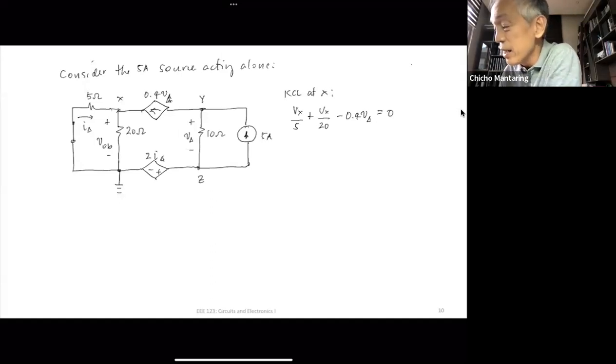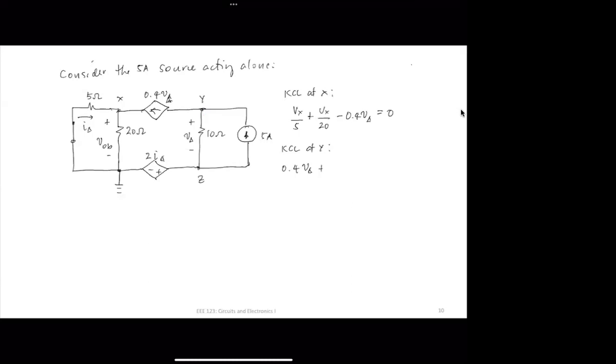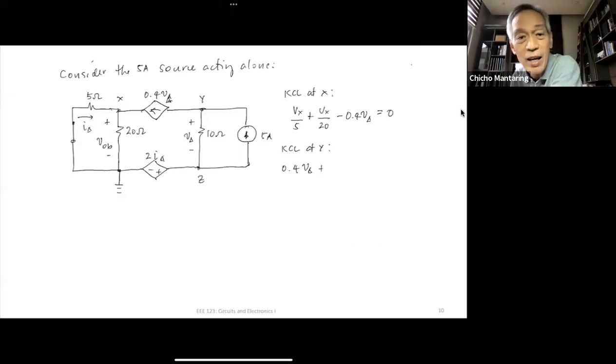Okay, then at Y, KCL at Y, I have, let me just consider this current, ano? Itong current na to, no? So what is this going to be? This is going to be 0.4 V delta, no? That current is right to left here at Y, plus, what is this current going down here? Well, let's just consider it V delta na lang, ano? I can actually say Vy minus Vz over 10.